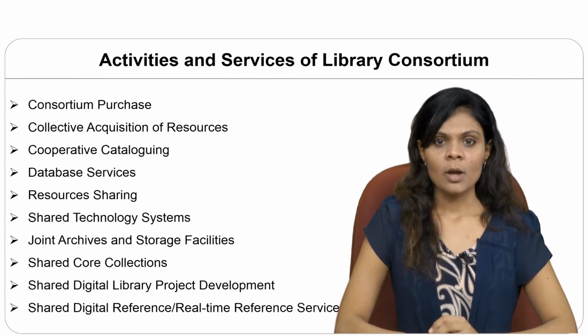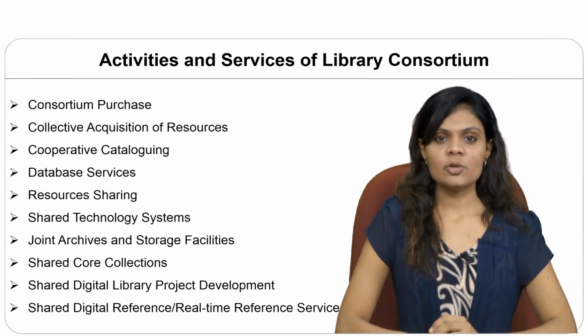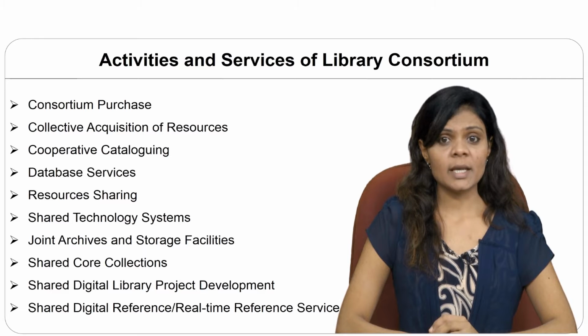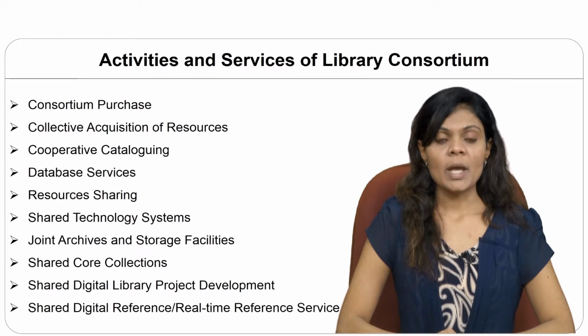Now let's take a view of services and activities that are provided by library consortia. Library consortium purchase. Consortia-based subscription to e-resources is a way of maximizing access to e-resources at a minimum cost. The consortia-based subscription can be successfully deployed to meet pressures such as diminishing budget, increased user demand, and rising cost of journals. Collective acquisition of resources. Library consortia can achieve greater benefit by implementing a centralized resource acquisition program and by rationalizing its acquisition.